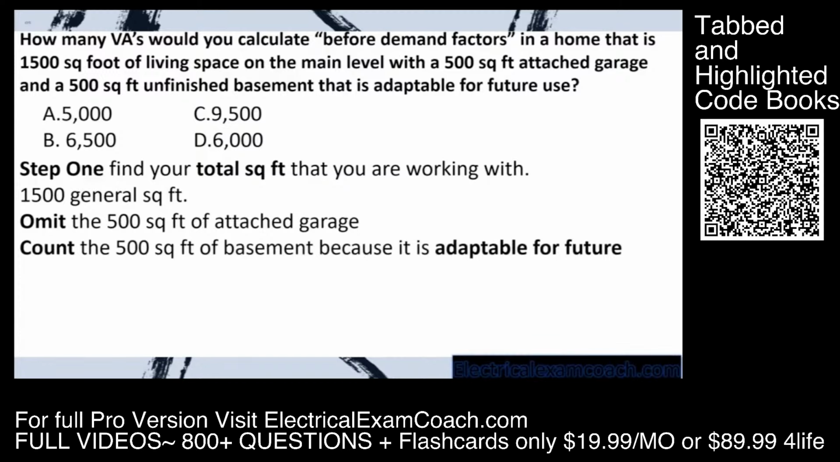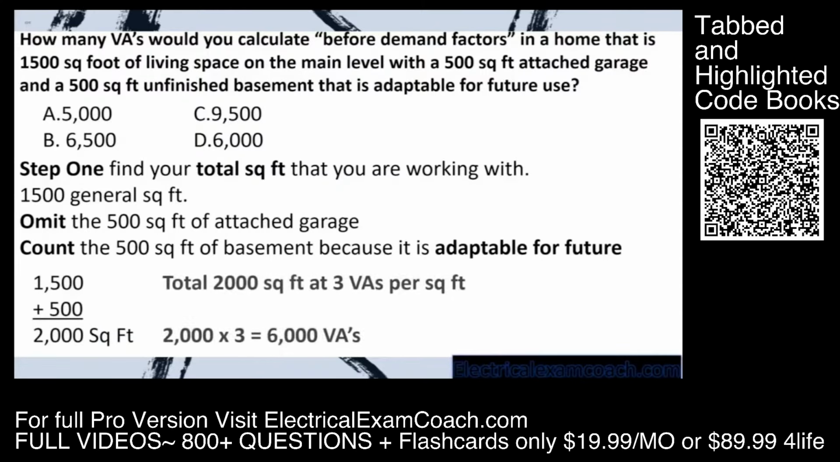In your testing, it'll say either or, and in the real world, it's almost always adaptable for future use, but you can work that out with your local electrical inspector. So all we have to do is total all that up. That gives us 2,000 square feet. Then we take our 2,000 square feet multiplied by 3 VAs per square foot, and we're going to select D.